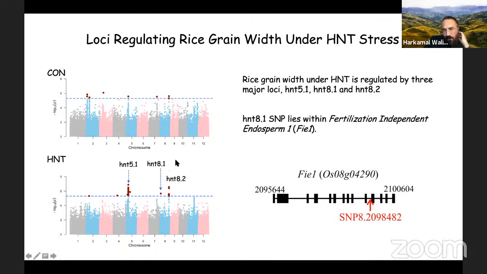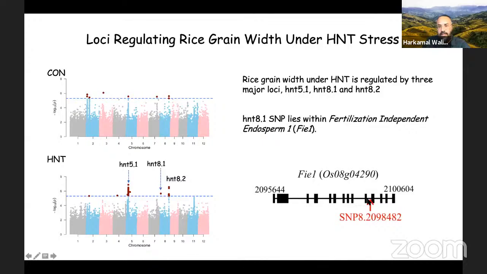We're actually working on all three of these, HNT 5.1, 8.1, and 8.2, but I have the most results for HNT 8.1, so I'm going to speak about that. It's a single SNP. It's only seen under HNT stress. We don't have any evidence of any SNP that emerges from the control, and we've tried different ways just to make sure we don't miss it. HNT 8.1 lies within a gene called fertilization independent endosperm 1, or FIE1.